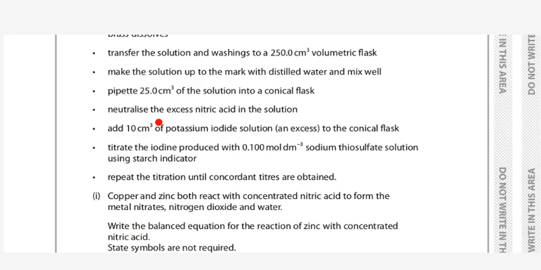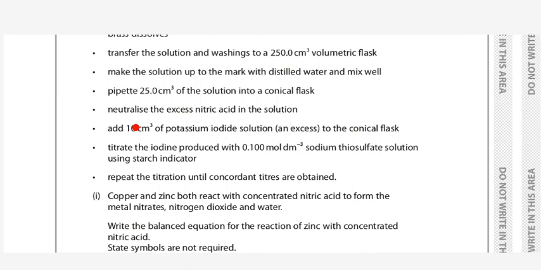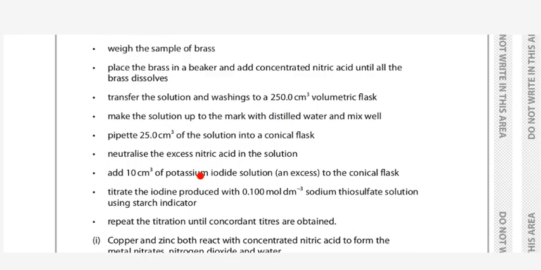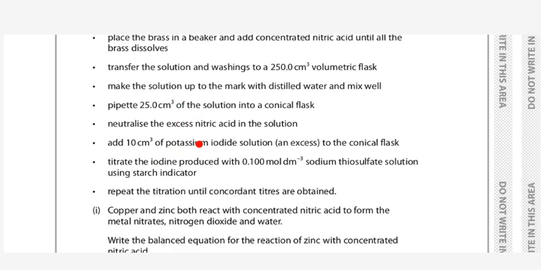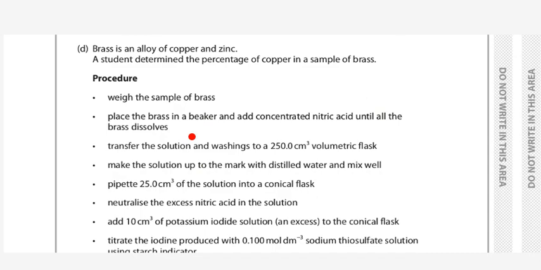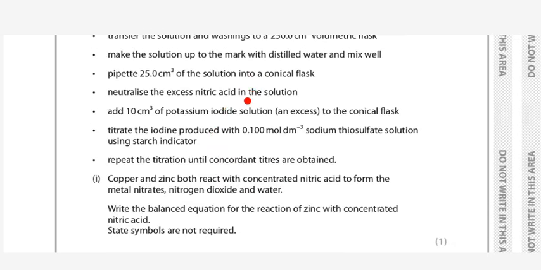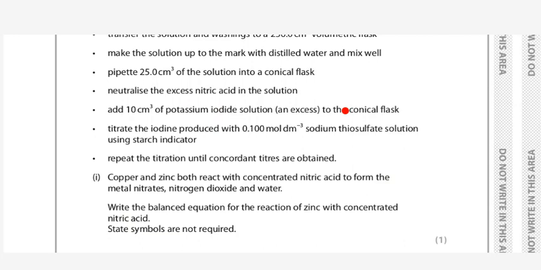Add 10 cm3 of potassium iodide solution to the conical flask. Titrate the iodine produced. Of course, copper reacts with the iodide ions to produce iodine, and that iodine will react with sodium thiosulfate solution. So we use starch as the indicator.